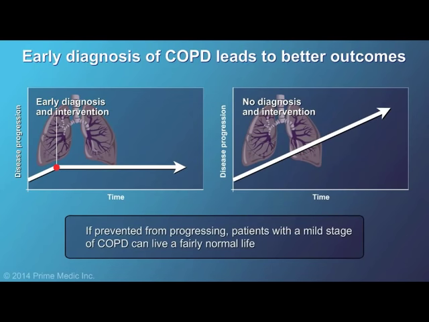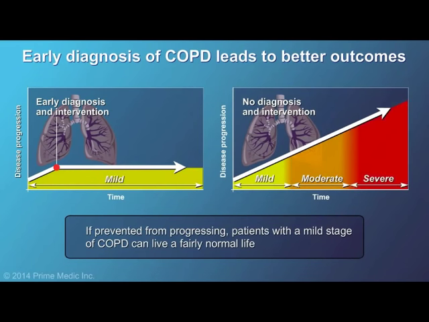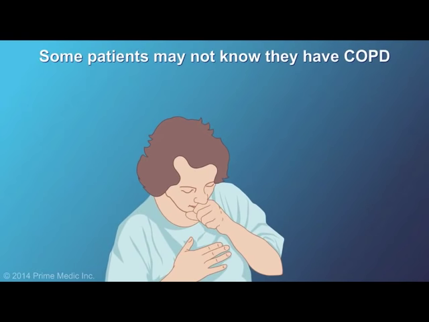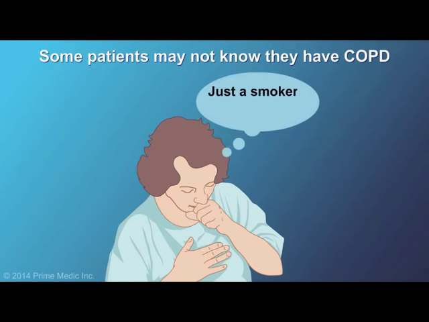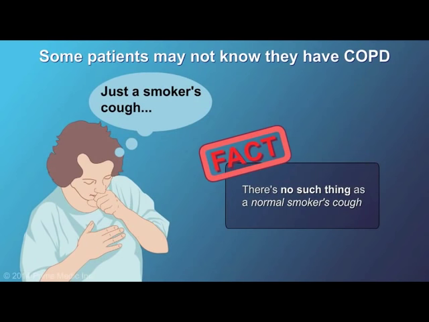If prevented from progressing, patients with a mild stage of COPD can live a fairly normal life. Patients with moderate to severe stages of COPD have a greater risk to their health and worse outcomes than those who are diagnosed with milder forms of the disease. In mild cases of COPD, respiratory symptoms may not be recognized or may not be very troublesome. These individuals may be unaware they have COPD because people may mistakenly think that their cough is just a smoker's cough. The fact is, there is no such thing as a normal smoker's cough.